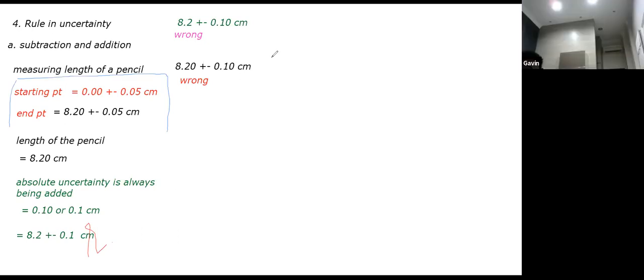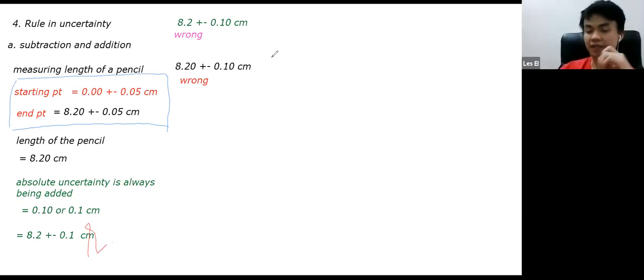How about the result, the length of the pencil? No, you can just write 8.2, that's enough already.